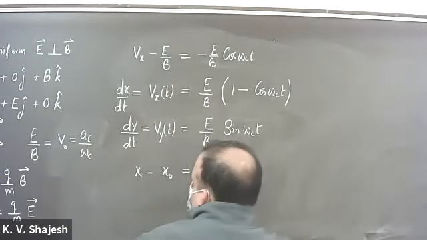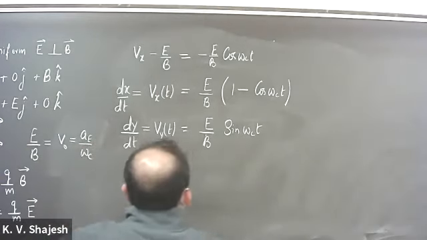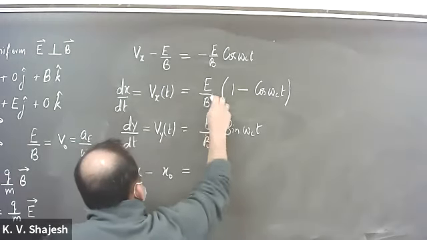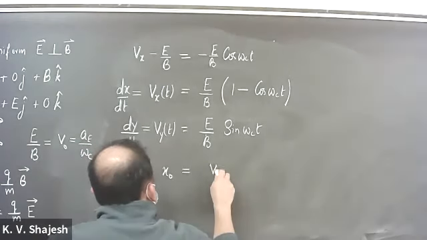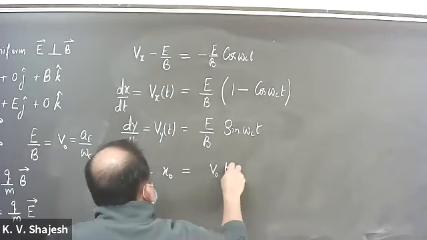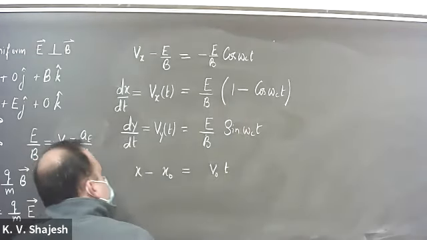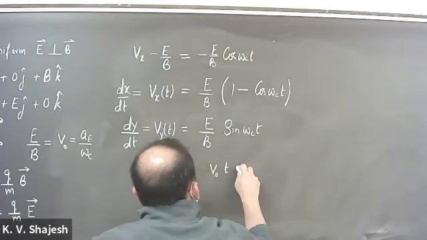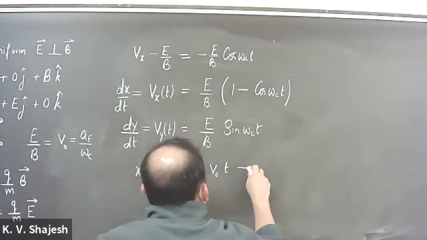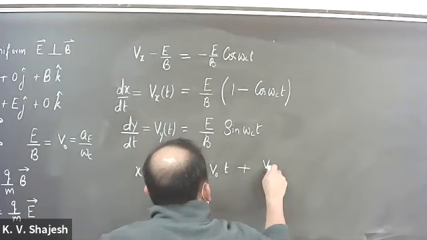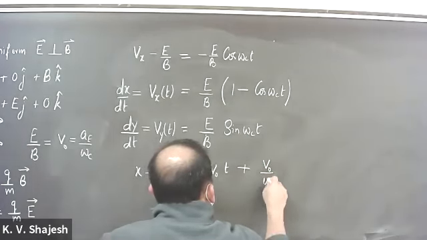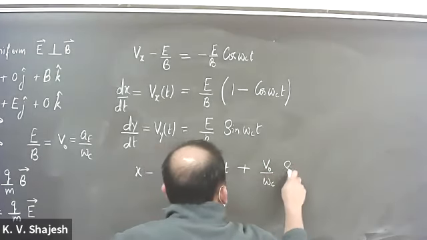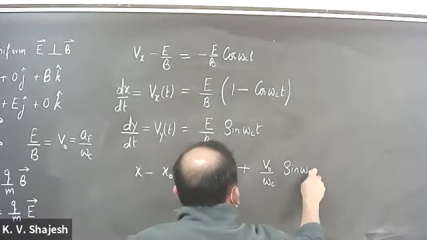Let me call this v naught for the time being. Remember, we defined that. So that's E over B is v naught, right? So that's v naught times t, because when I integrate 1, I get a t. When I integrate cosine, I get a sine, but with a positive sign, so that's plus v naught over omega c times sine omega c t.